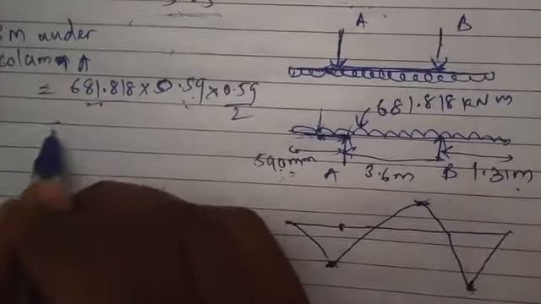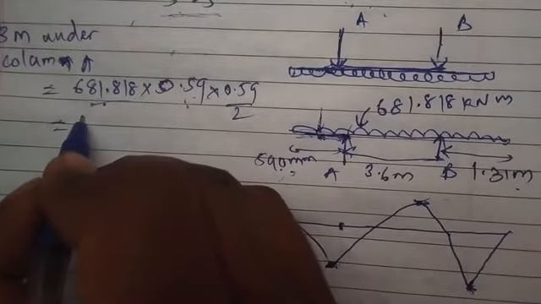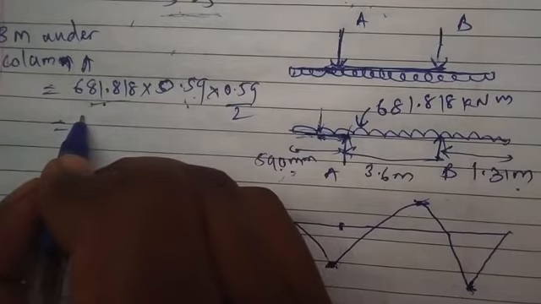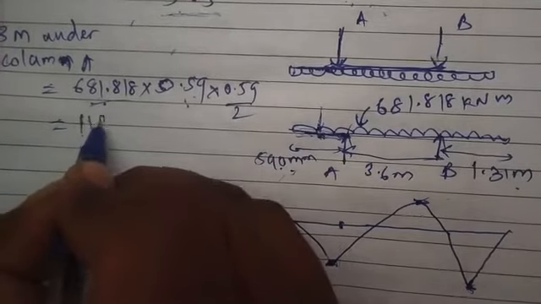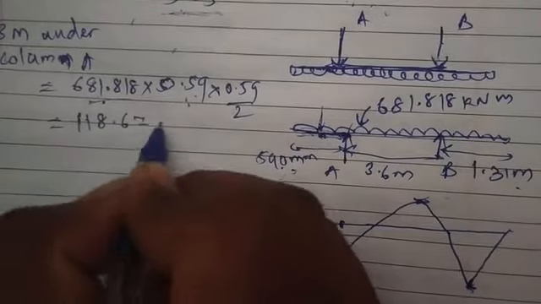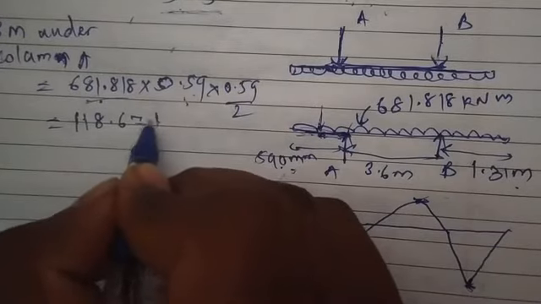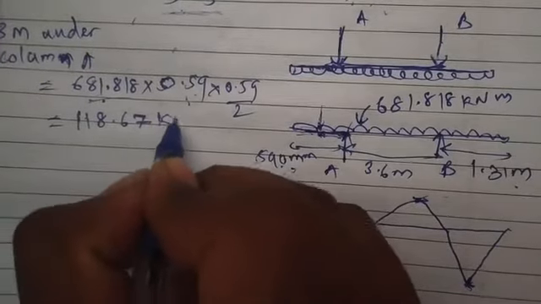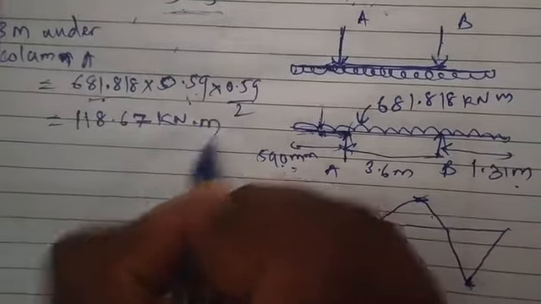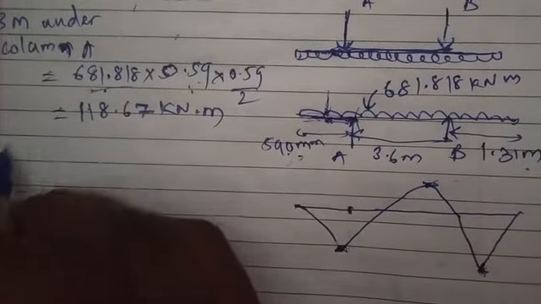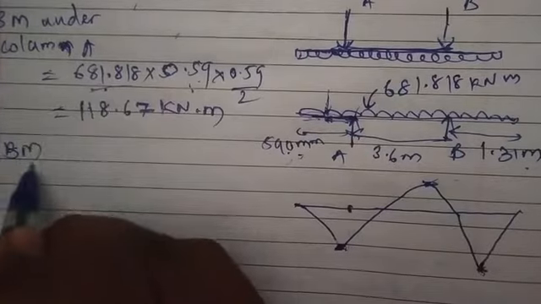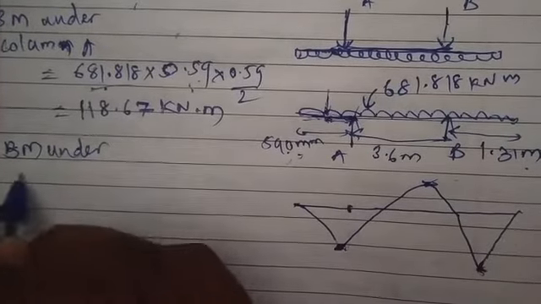So simply it will be 681.818 into 0.59 square divided by 2. Okay, so if you calculate this, you will get 118.67. This is moment, so we'll write the unit as kilonewton meter. Okay, so this is moment under column A. Similarly, we'll calculate bending moment under column B.